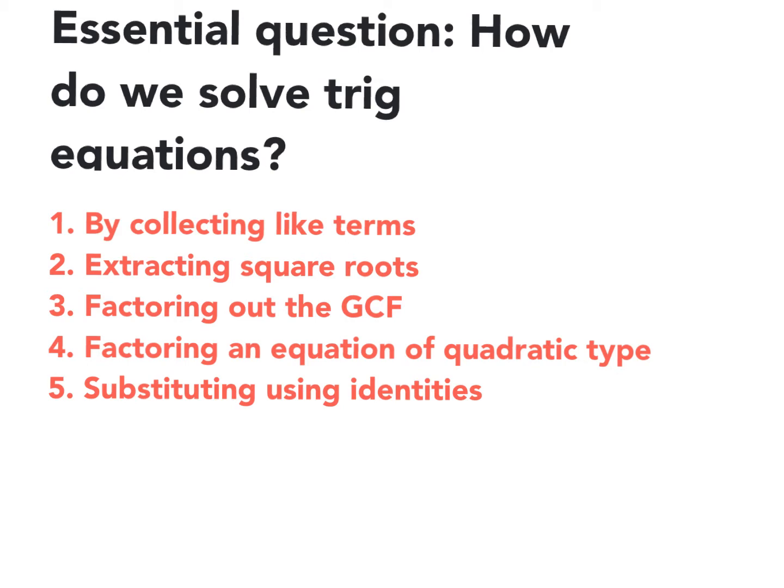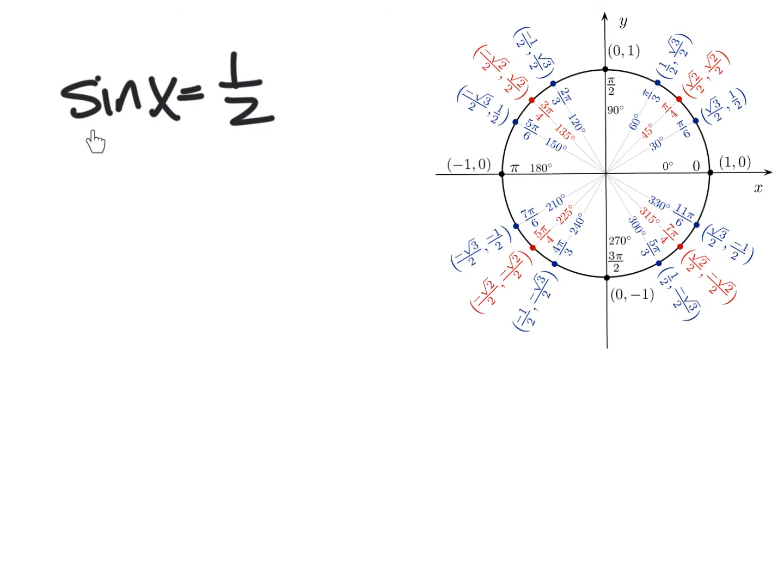In this video, we're going to learn how to solve trig equations, and we're going to go through these types of problems where we collect like terms, solve using square roots, factor out a GCF, factor just like quadratics, and then use identities. By now we should know that if we had sine x equals a half, the x is the angle anywhere where the sine is a half, like pi over 6 or 5 pi over 6.